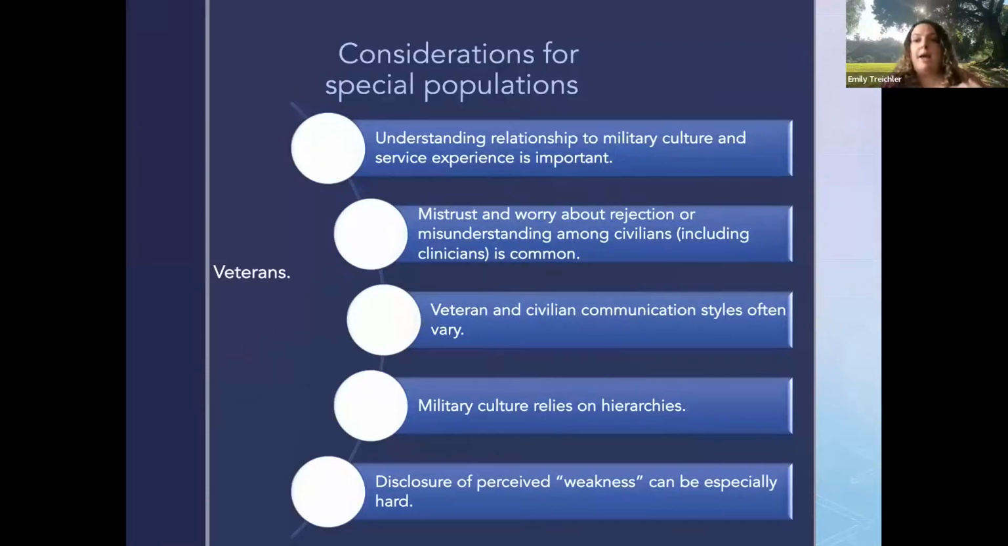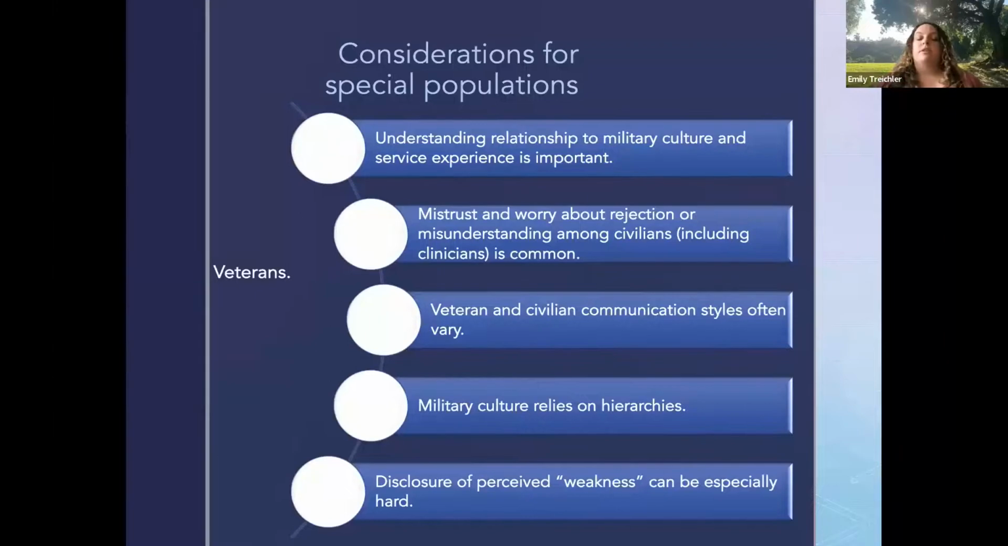I am a civilian. My father is a veteran, but I'm a civilian. And I have found it extremely important to learn more about military culture and the military in general, and kind of the logistics of how it works.